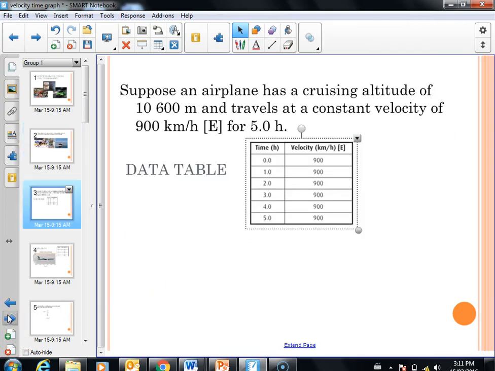Our first example here is about an airplane. It has a cruising altitude of 10,600 meters and travels at a constant velocity of 900 kilometers an hour east for 5 hours. Now there's a lot of numbers there, but we only need two of them really. We're looking at constant velocity and time for our velocity time graph.